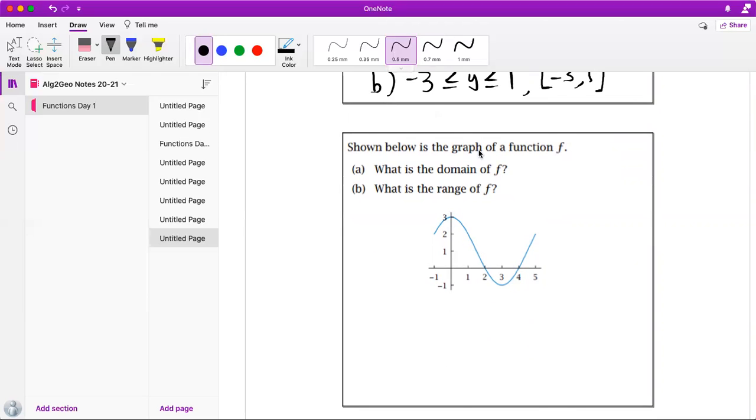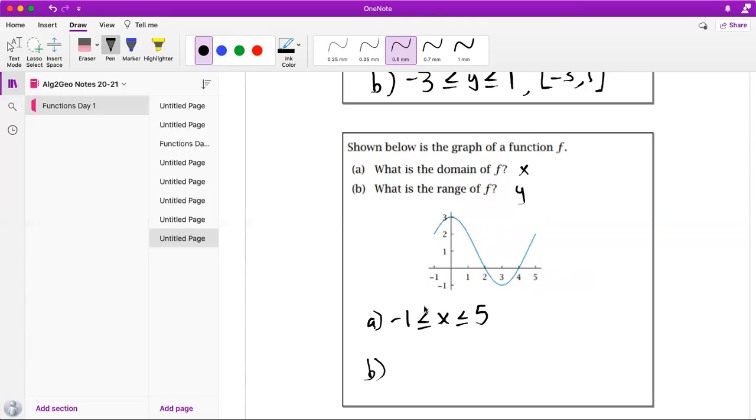Okay, so for domain, remember, x values, y values for the range. So the smallest x that's used, look all the way to the left on the graph. It looks like it's -1. And then the biggest x looks like it's 5. So I put an x in there to indicate I'm talking about the x's. The smallest x is -1, the biggest x is 5.